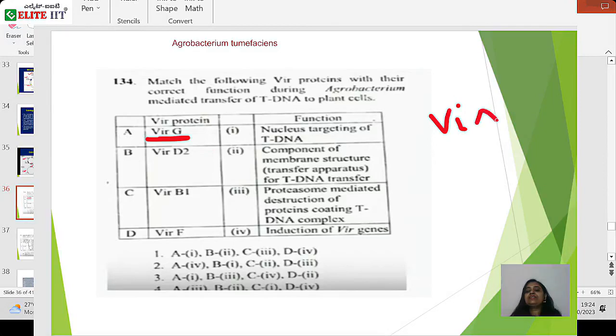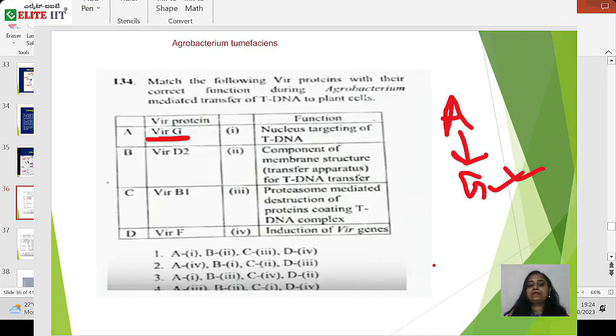VirA is actually the receptor. It is acting as the receptor of what? Those phenolic compounds. A first, it is activating what? Activating VirG. You have to remember at least these two things. So A is activating G. Now G is actually activating all other genes. The main purpose of G activation is that it is inducing the other genes.